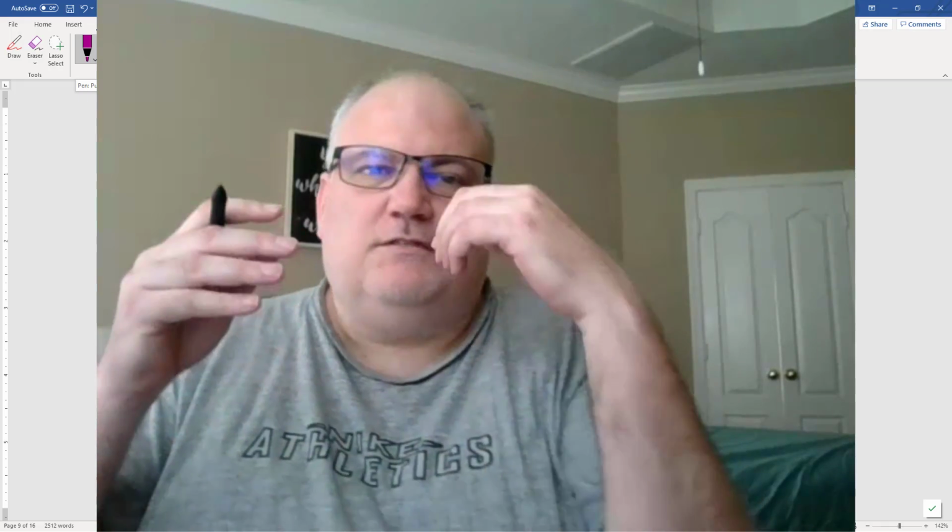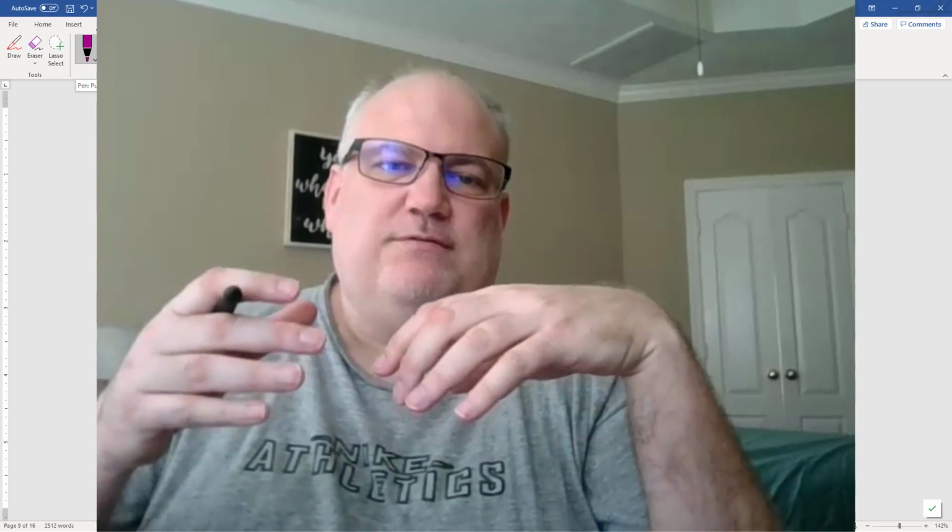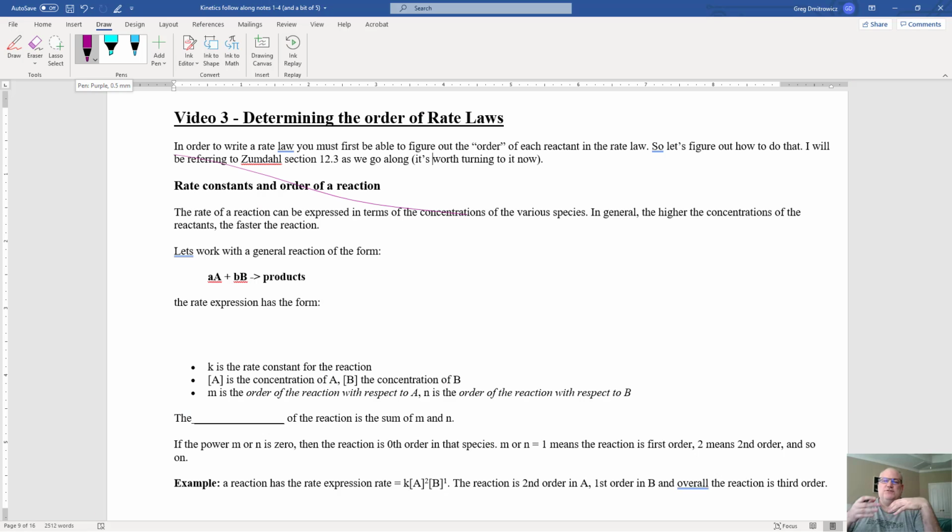Okay, now we start with the fun stuff, and we're going to actually try and figure out how to determine the order of a rate law based on data. So let's go back to what we were doing before, and I would suggest if you could open up 11.3. Sorry, you won't have that open, but we're going to work like you know how we did.